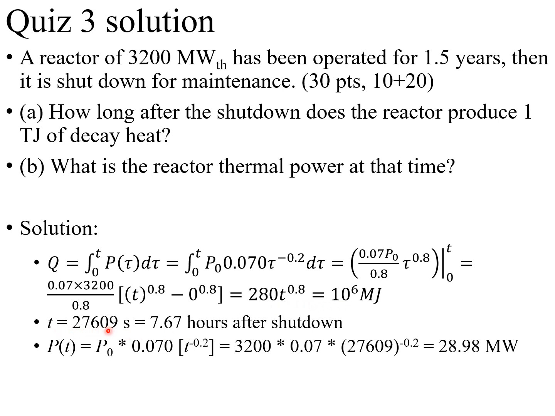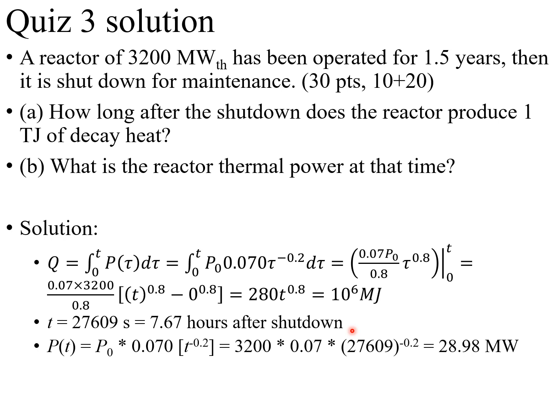Then t will be this value. The unit will be seconds. Then you convert the seconds to hours, which will be easier for the reader to understand. So after 7.7 hours after reactor shutdown, the reactor has produced 1 terajoule of decay heat. So that is problem A. Problem B.